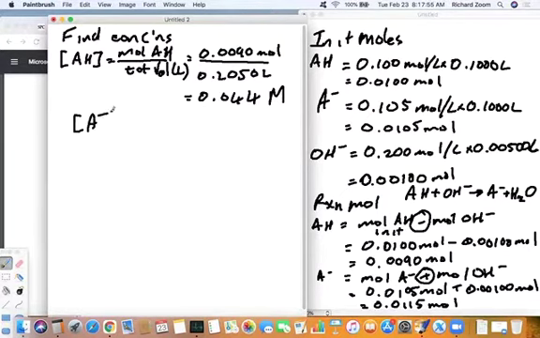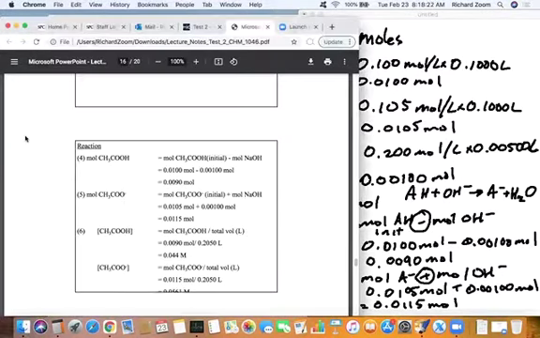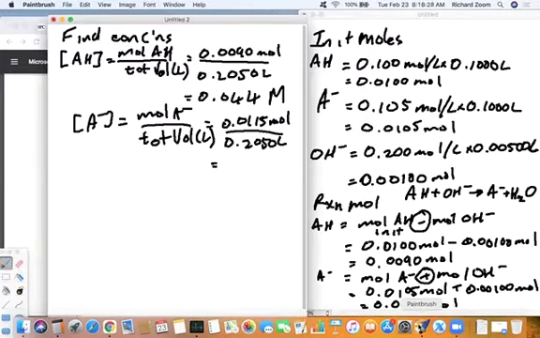The A minus is going to be moles of A minus divided by, again, the total volume in liters, which is going to be 0.0115 moles over 0.2050 liters, which comes out to be 0.0561 molar. That's going to be three significant figures. Does anybody have any questions?